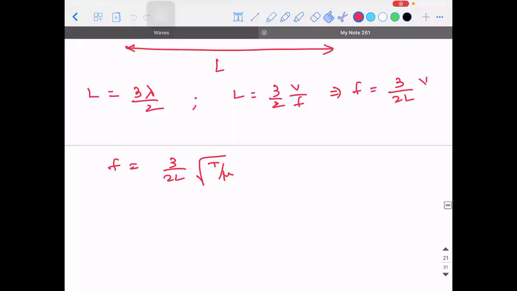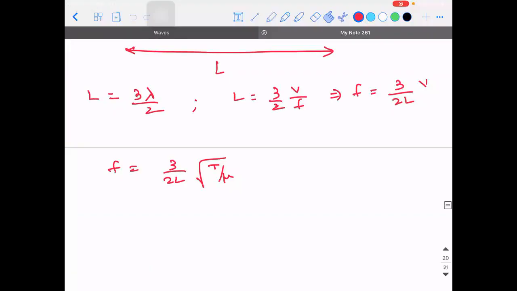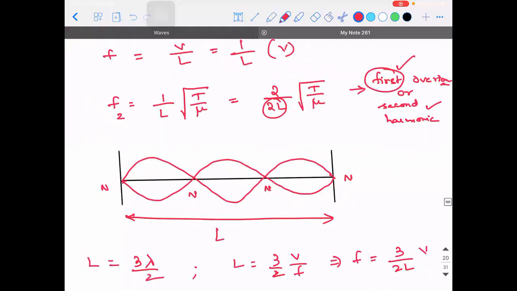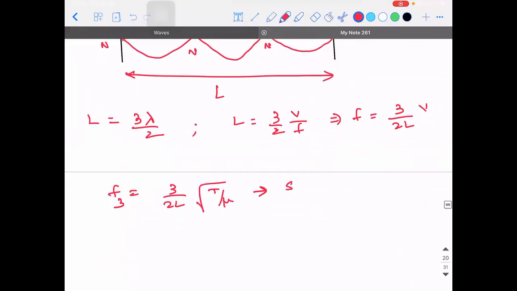Right. So F is equal to 3 by 2L into root of T by mu. So can I call this F3? Does this make sense, guys? F3 is equal to 3 by 2L into root of T by mu. What will be the name of this? You guys tell me. This will be the second overtone, or it is called the third harmonic.